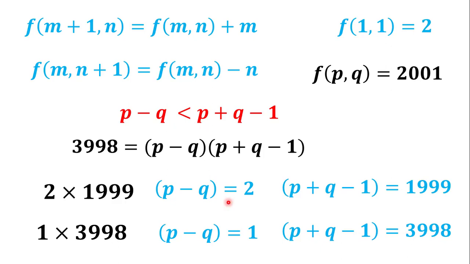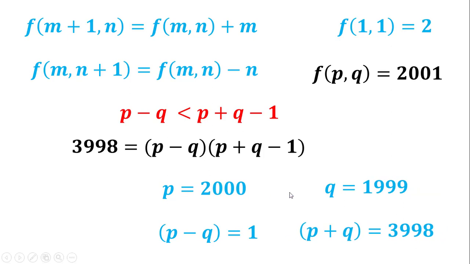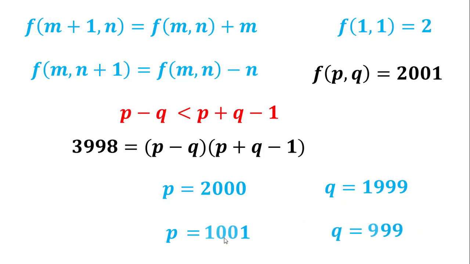In the final step, we need to solve this system of equations. We have two systems of equations. By solving the first system, p minus q equals 2 and p plus q minus 1 equals 1999, p is going to be 2000 and q is going to be 1999. And by solving the second system, we're going to get p equals 1001 and q equals 1999.